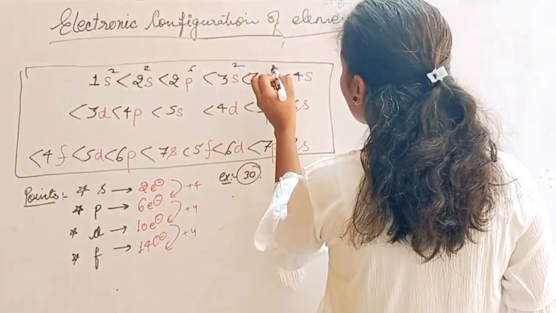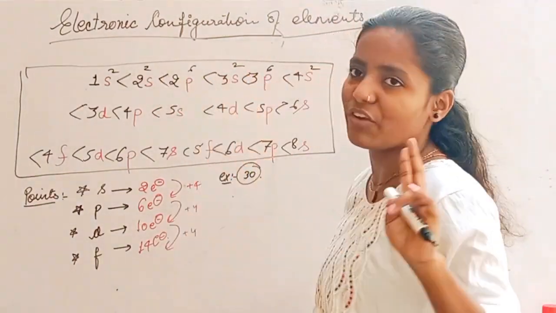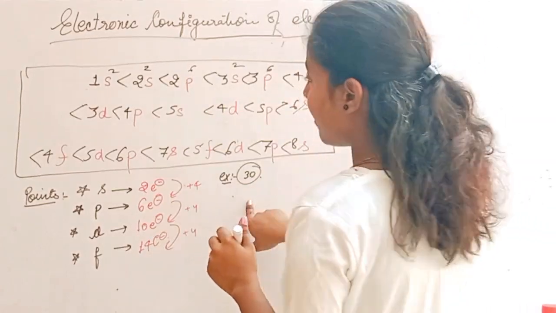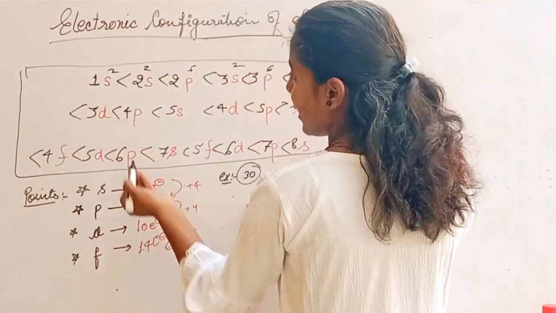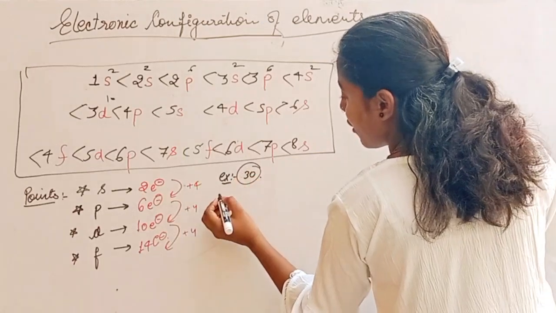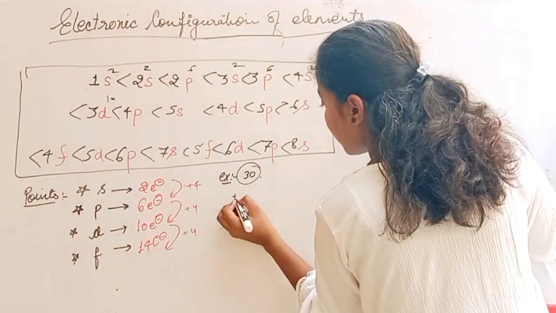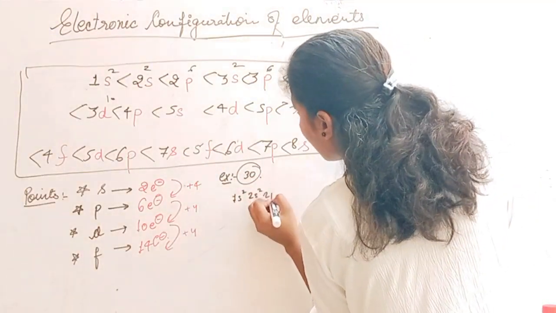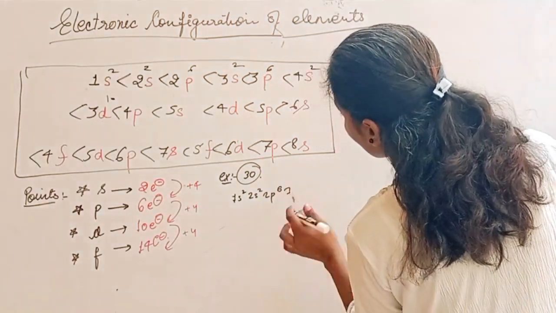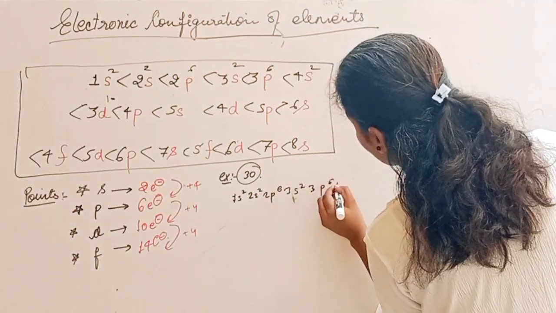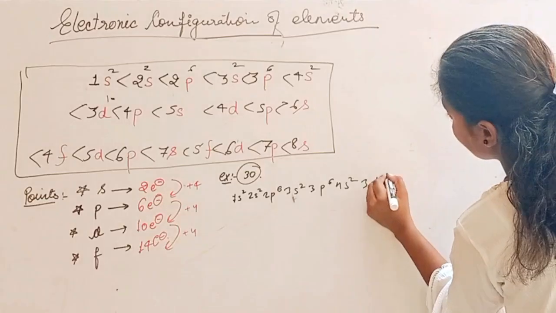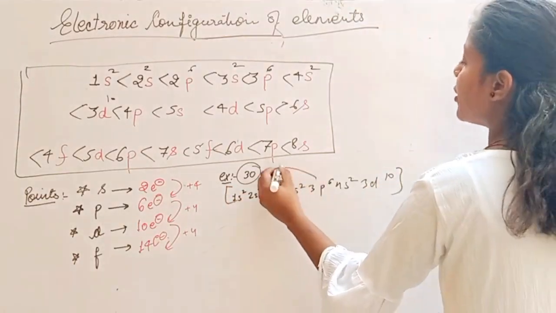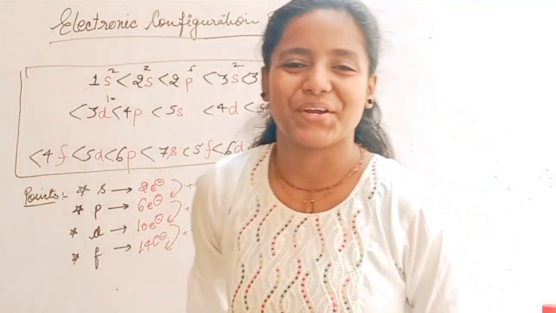Now again 2, 6, and 2. Again 20 electrons have been filled. Now only 10 is left. So here D is your 10 electrons. So what is the electronic configuration of the 30th element? That is your 1s2, 2s2, 2p6, 3s2, 3p6, 4s2, and your 3d10. And this is the electronic configuration for that element in our periodic table.